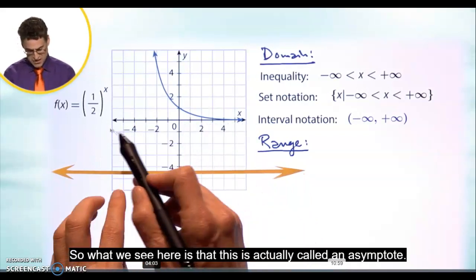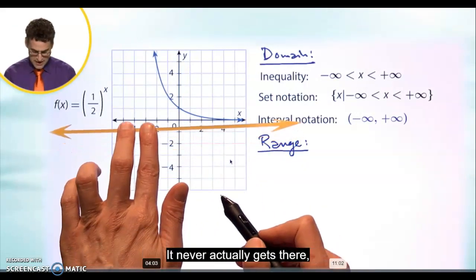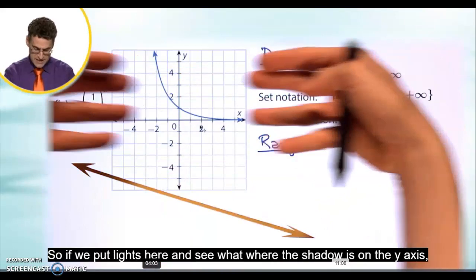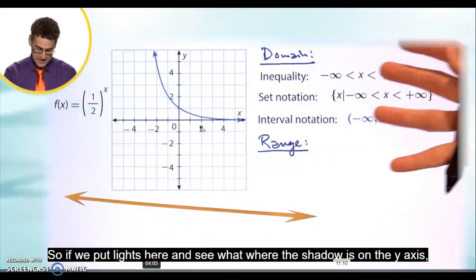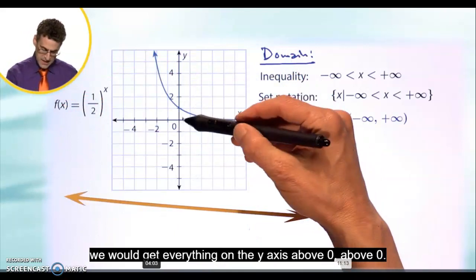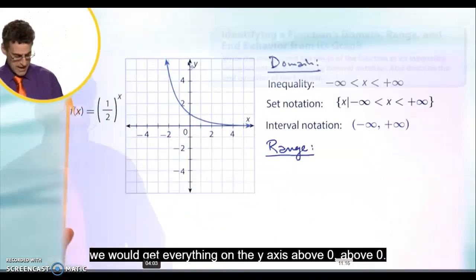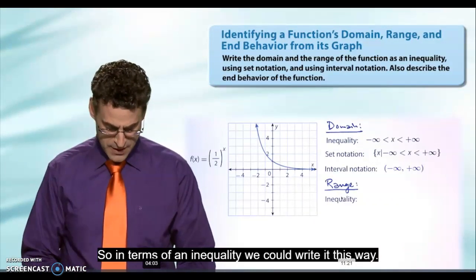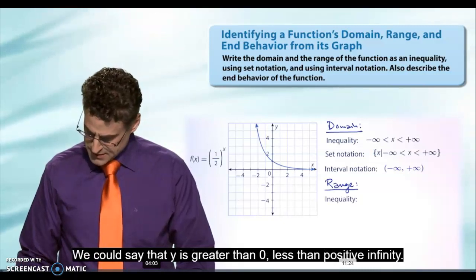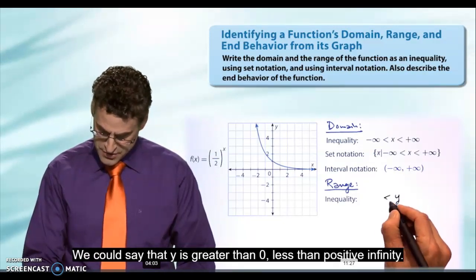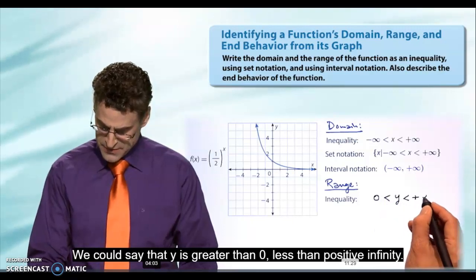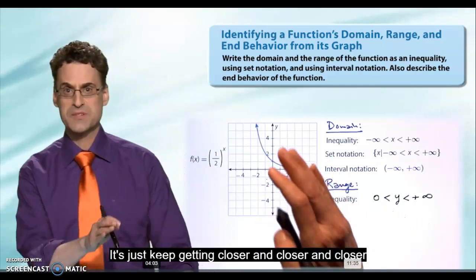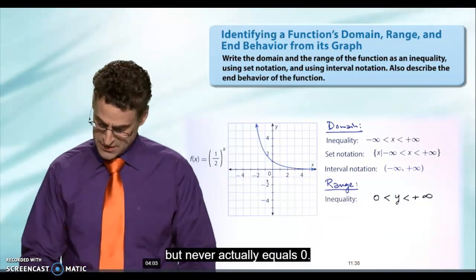So what we see here is that this is actually what's called an asymptote. It never actually gets there, but in fact, anything below it doesn't happen, anything above it will happen. So if we put lights here and see where the shadow is on the y-axis, we would get everything on the y-axis above 0. Above 0, and that is going to be the range. So, in terms of an inequality, we could write it this way. We could say that y is greater than 0, less than positive infinity. No, I don't have less than or equal to, because it never actually becomes 0. It just keeps getting closer and closer and closer, but never actually equals 0.